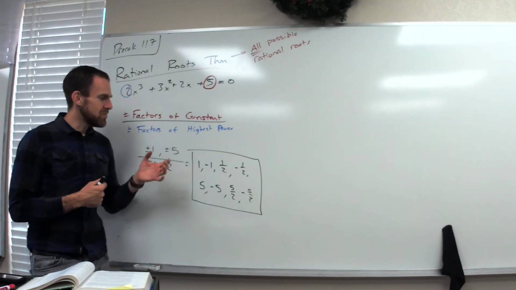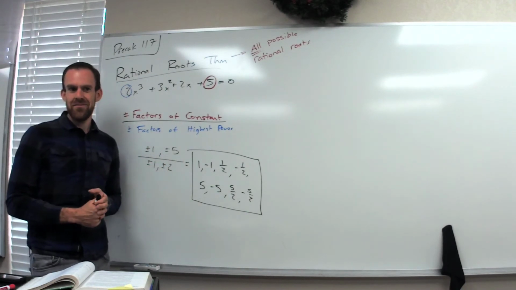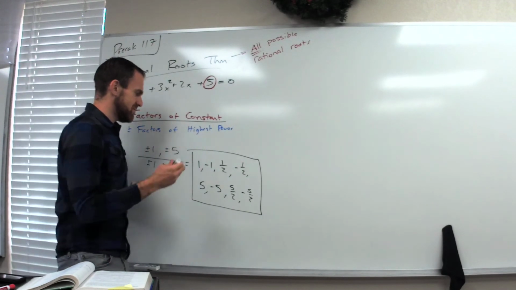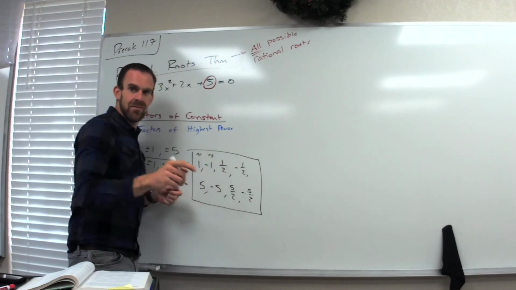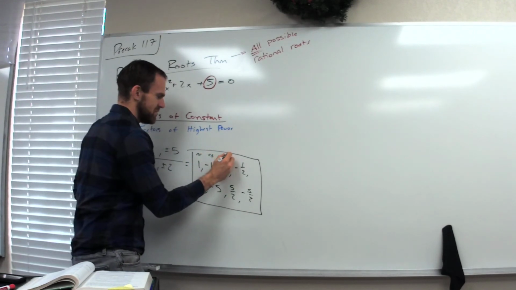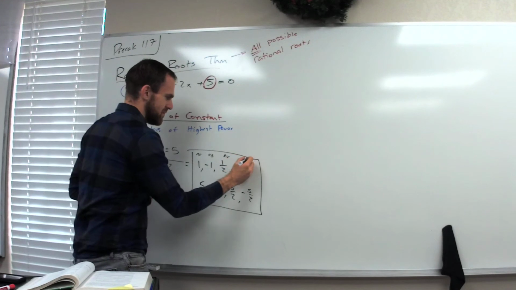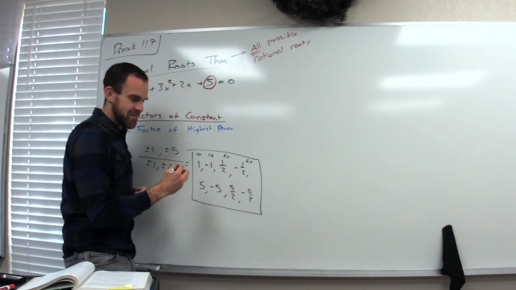Now the only way to know which ones are actually roots is to plug them in. So you can plug in 1, negative 1, 1/2. Sorry, negative 1/2, 5.